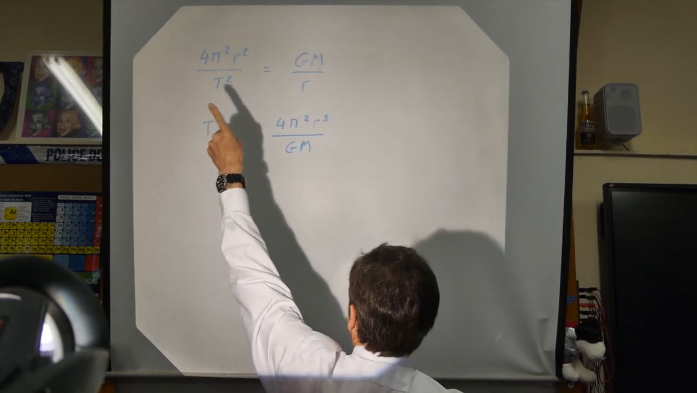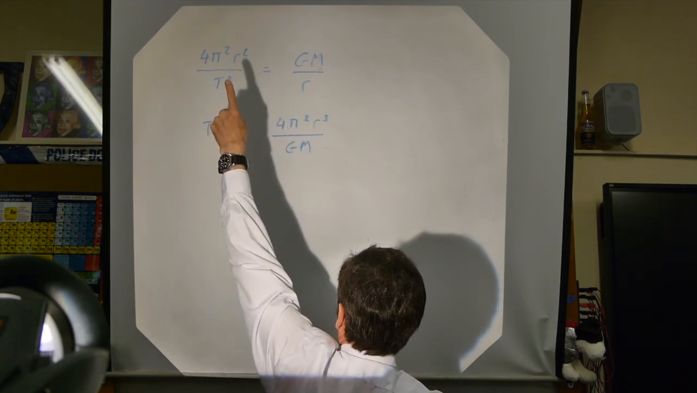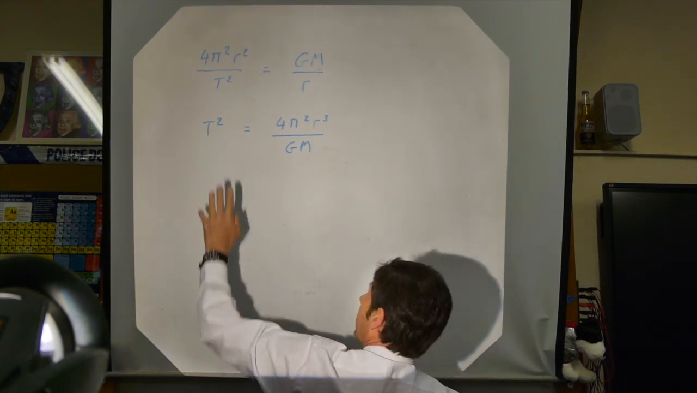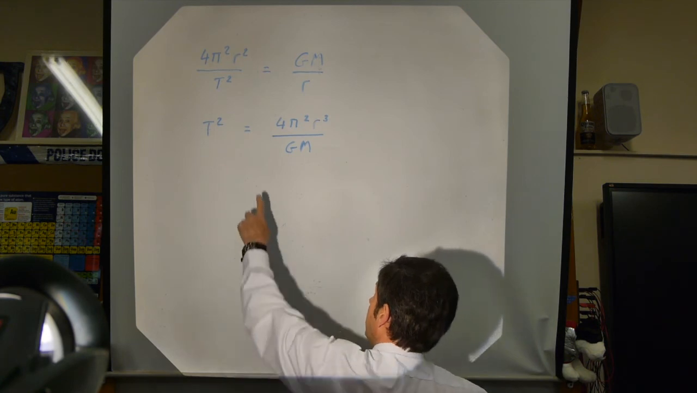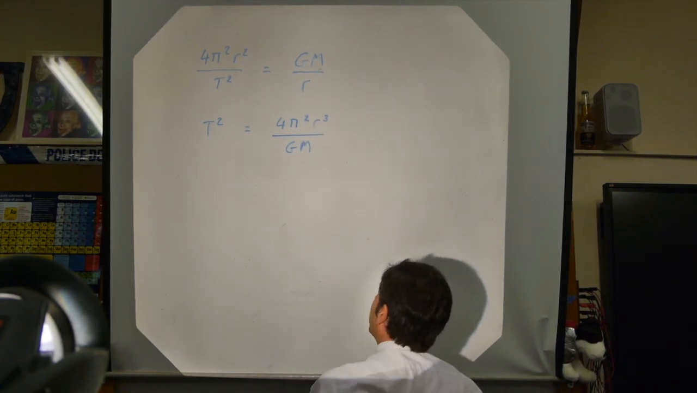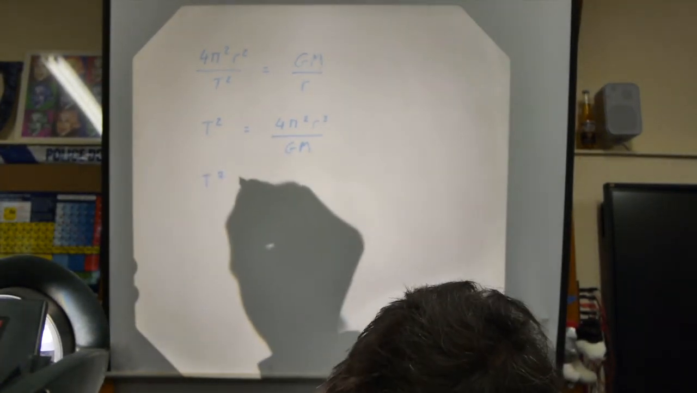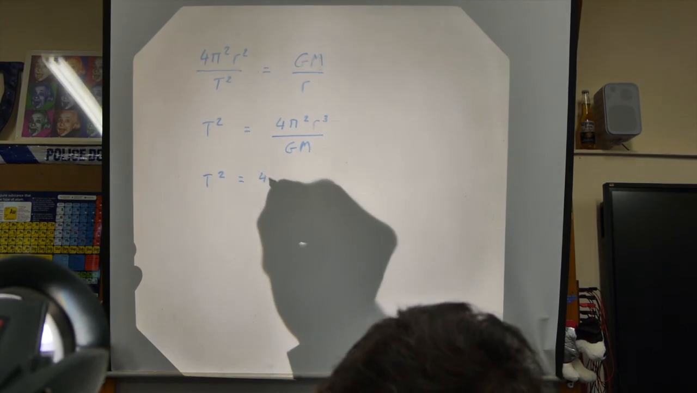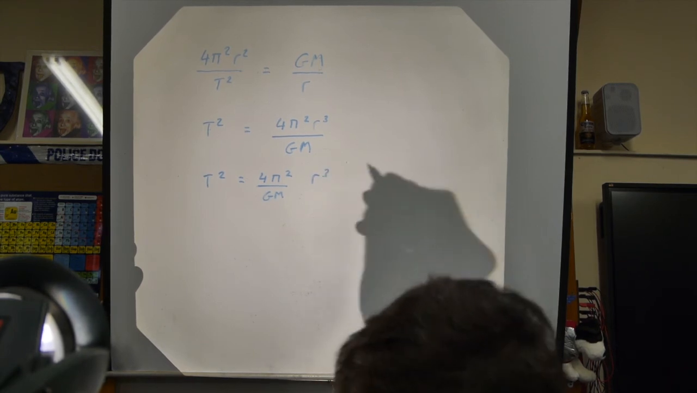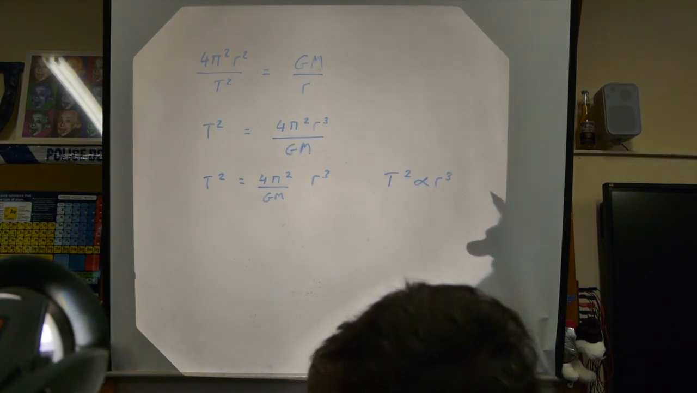I mean, you might want to take T squared over here and GM underneath on this side and the r up there to make that r cubed. So the orbital time period squared of any planet going around the sun is proportional to the cube of the average distance it is away from the sun. So T squared is equal to 4 pi squared over GM times r cubed. So you can see the relationship there, T squared is proportional to r cubed.